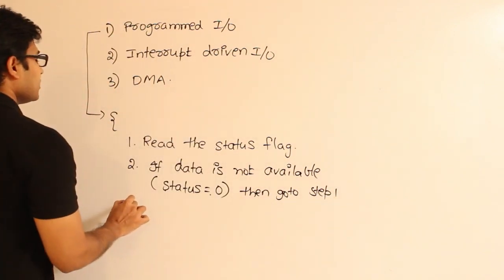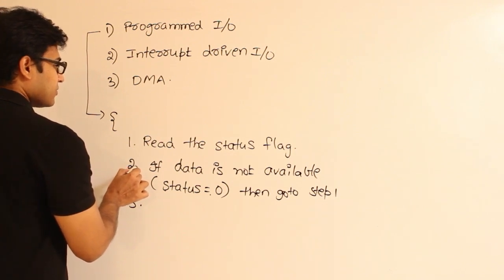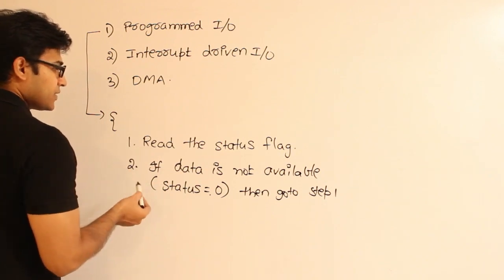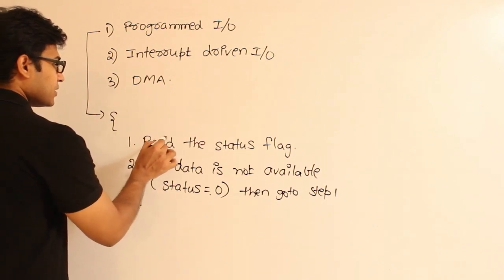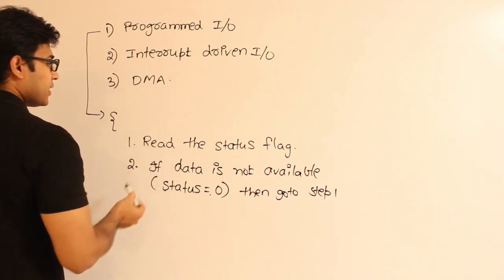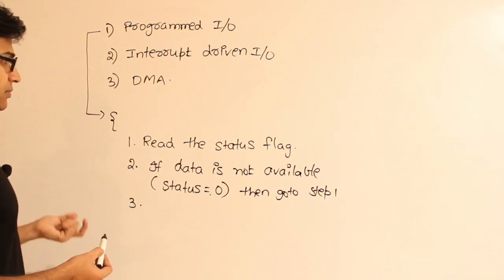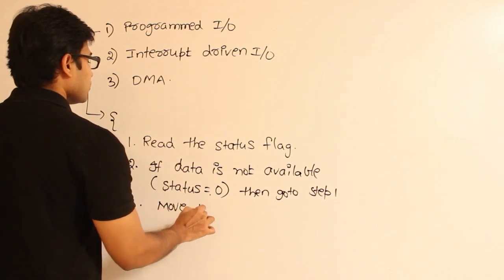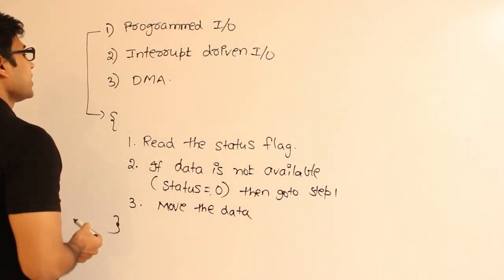If you are coming to the third step, it means that data is available. If data is not available, you will go to the first step. As long as data is not available, you will keep on reading the status, checking it, going back, reading the status, checking it. Once you come to the third step, it means some data is available, therefore we can write the instruction to move the data. This is what happens in a typical programmed I/O setting.